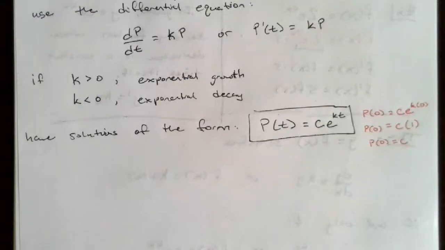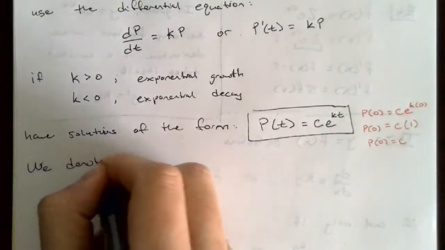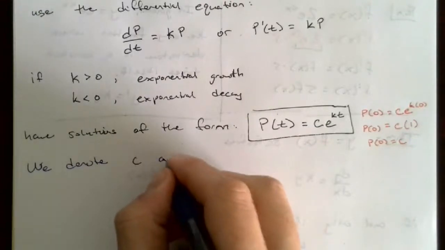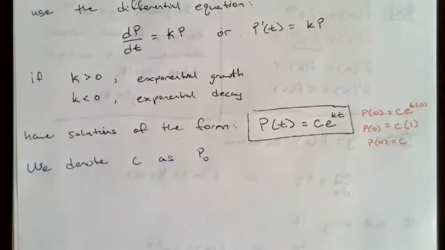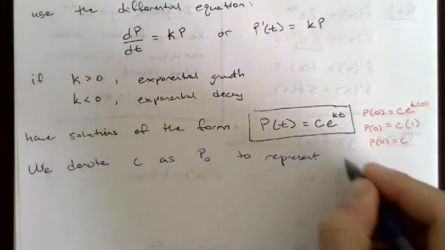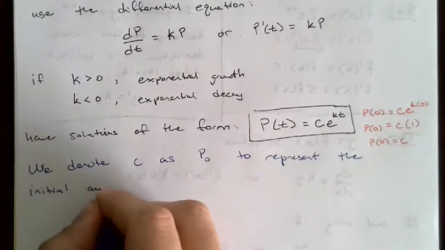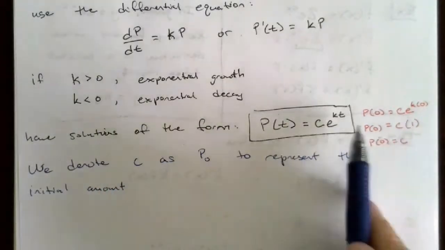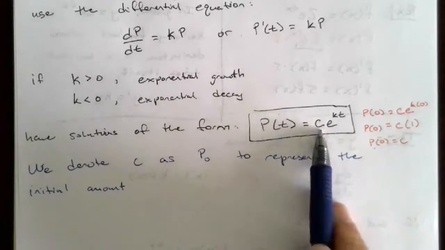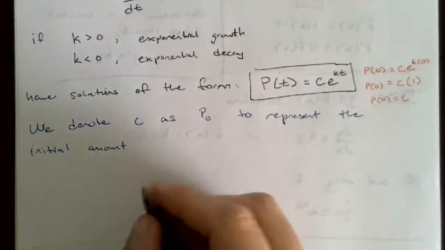What I want to point out here, because this is the way you're going to see it more often, and you may have seen it this way before, is we denote c as p sub 0 to represent the initial amount. Because when t equals 0, that'll be the initial amount. We call it p of 0, but instead of calling it c, we're going to call it p sub 0. It's going to be the same thing though. So it's the same formula.